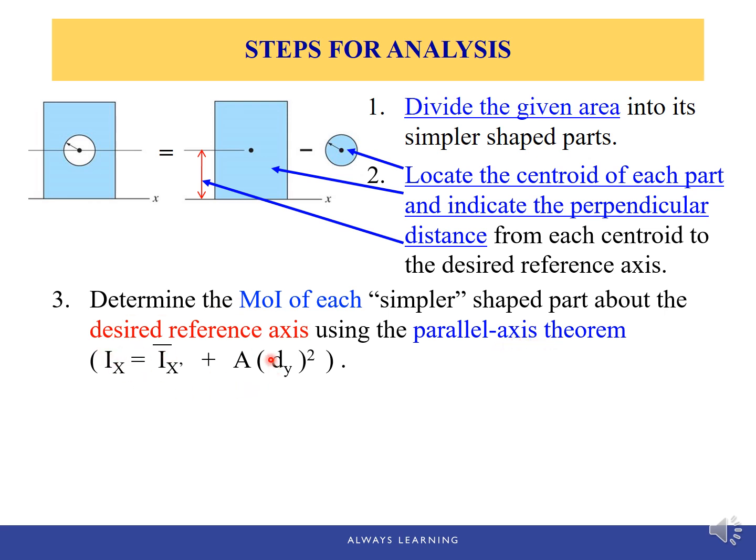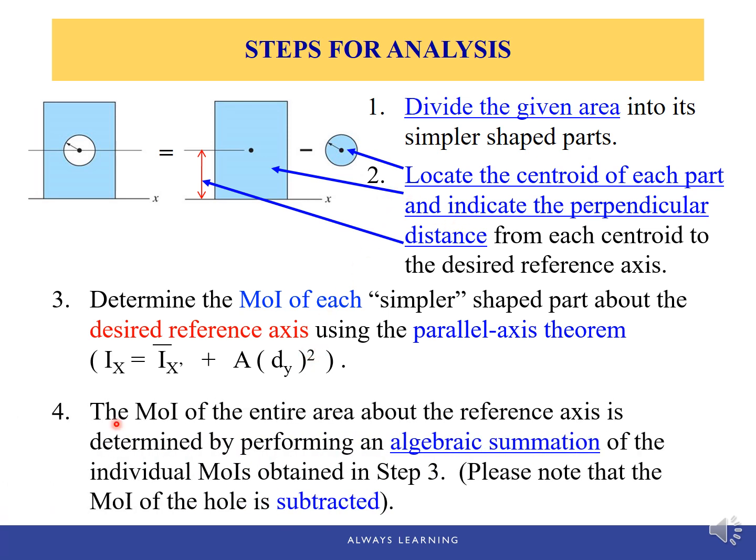This is the formula, where I bar x prime is the moment of inertia about its own centroidal axis for this rectangular area and the circle here. And this I bar x prime formula can be located from the table, which you can find on Canvas or from the back cover of your book, plus the product of d squared times a. The d is the perpendicular distance we figured out from step 2.